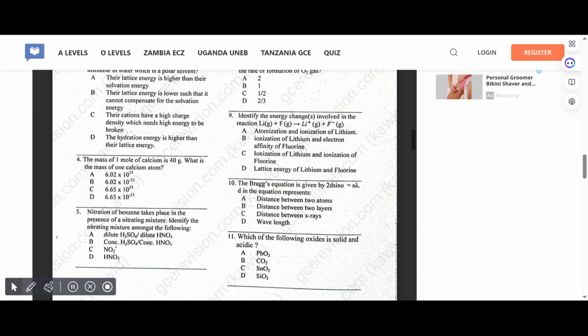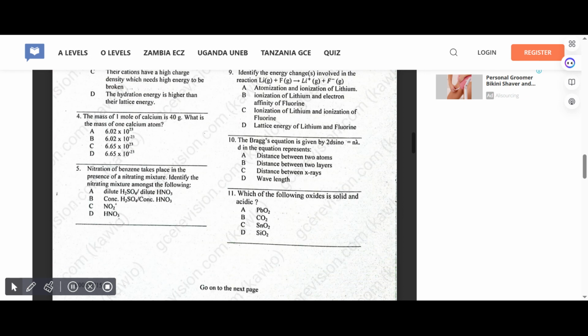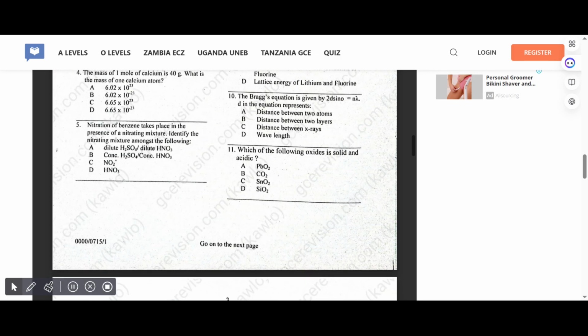affinity of fluorine. The Bragg's equation is given by 2d sinθ = nλ. So they gave us this equation. They say the equation represents what? The equation represents, the answer is B, distance between 2 layers. Which of the following oxides is solid and acidic? Correct answer for 11 is D.